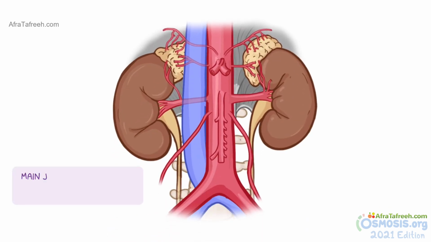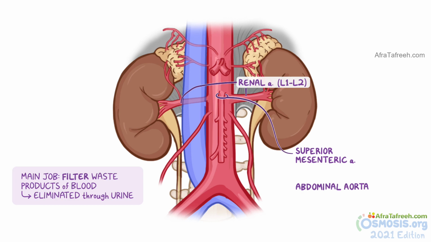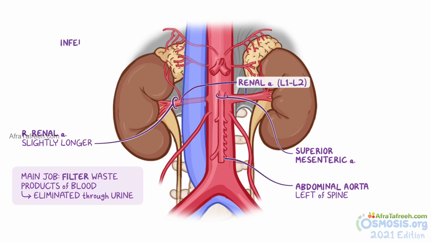Okay, now remember that the main job of the kidneys is to filter the waste products out of our blood, which is then eliminated through the urine. To do this, blood is delivered to the kidneys by the renal arteries, which are direct branches of the abdominal aorta, emerging laterally at the level of the L1 to L2 vertebrae, just below the root of the superior mesenteric artery. Now, because the abdominal aorta is located slightly to the left of the spine, the right renal artery is slightly longer than the left, crossing posteriorly to the inferior vena cava to reach the right kidney.